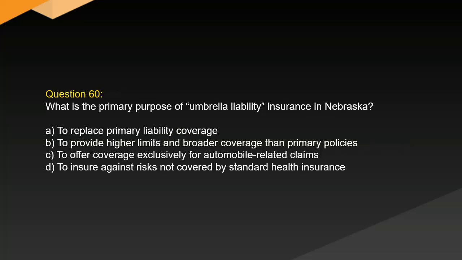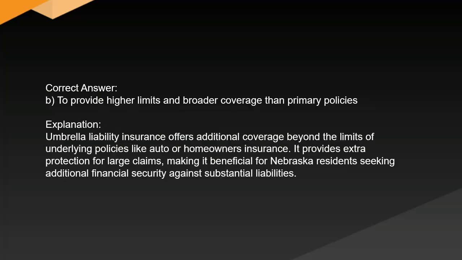Question 60. What is the primary purpose of umbrella liability insurance in Nebraska? A. To replace primary liability coverage. B. To provide higher limits and broader coverage than primary policies. C. To offer coverage exclusively for automobile-related claims. D. To insure against risks not covered by standard health insurance. Correct answer: B. To provide higher limits and broader coverage than primary policies.